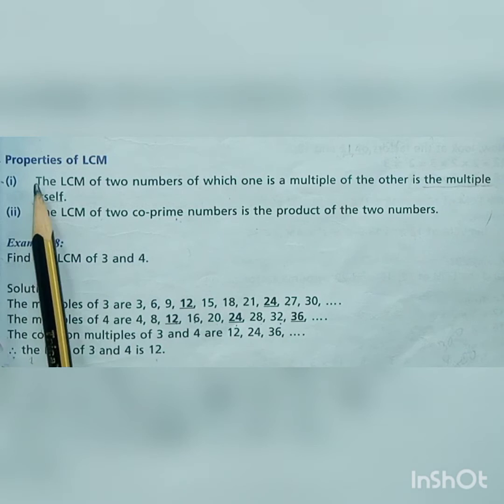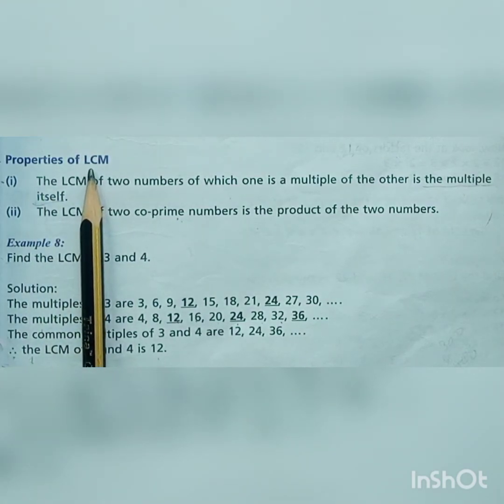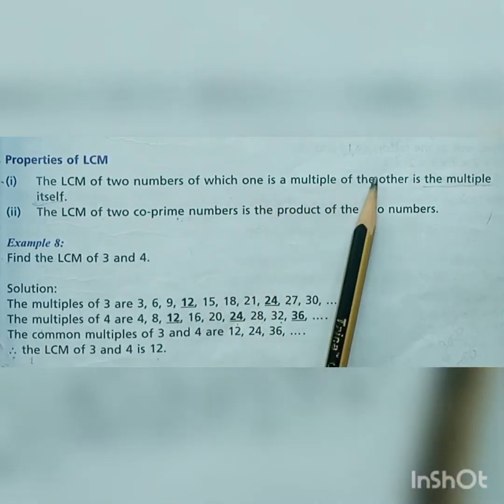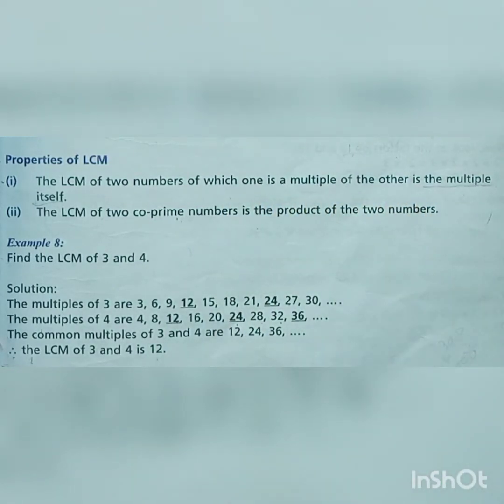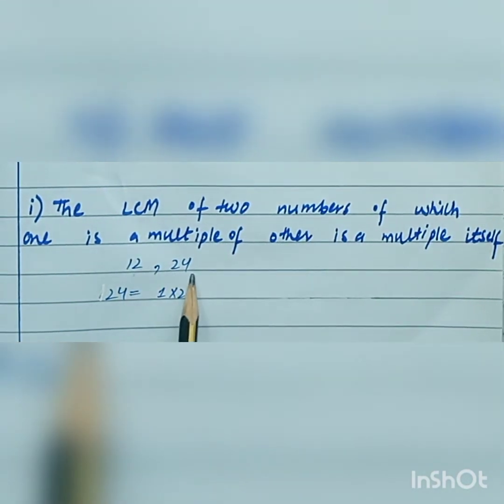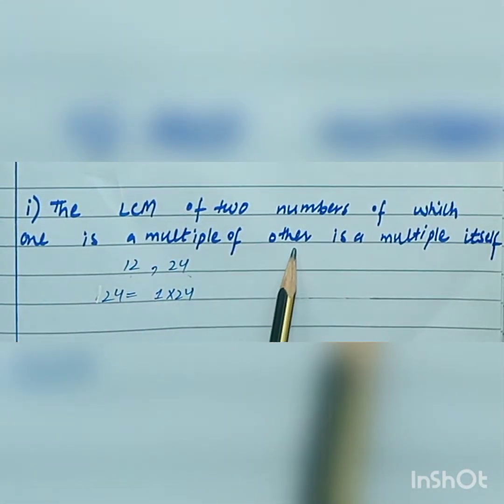Students, as you know the properties of HCF, next we discuss the properties of LCM. The first property of LCM is: the LCM of two numbers of which one is a multiple of the other is the multiple itself. The LCM of two numbers, the two numbers are 12 and 24, of which one is a multiple of the other.